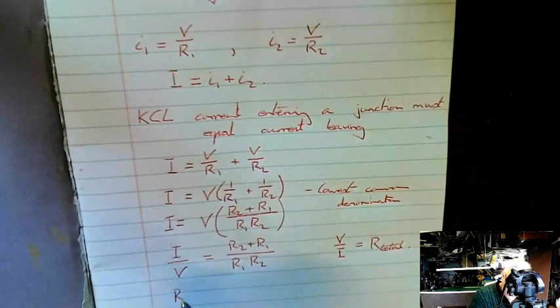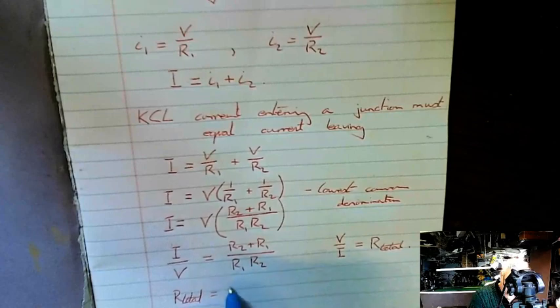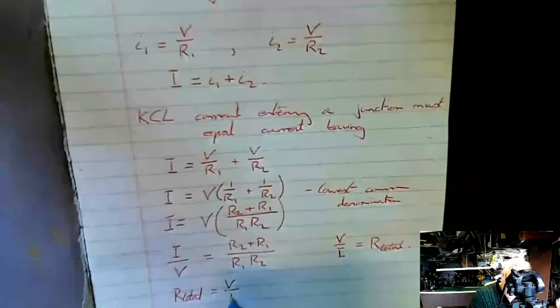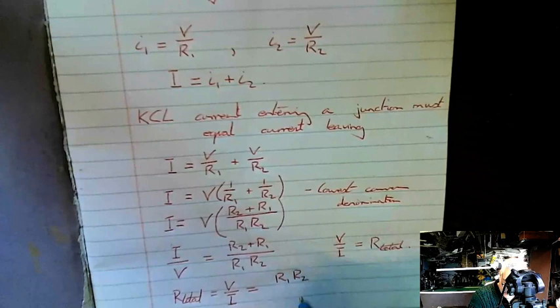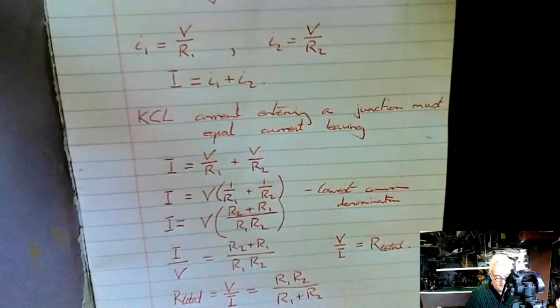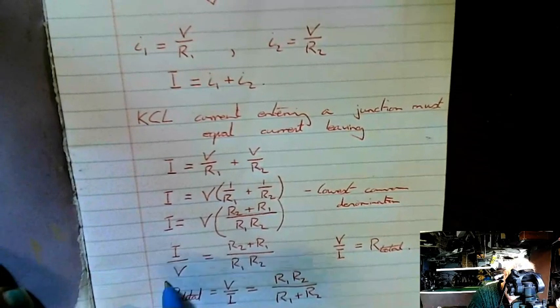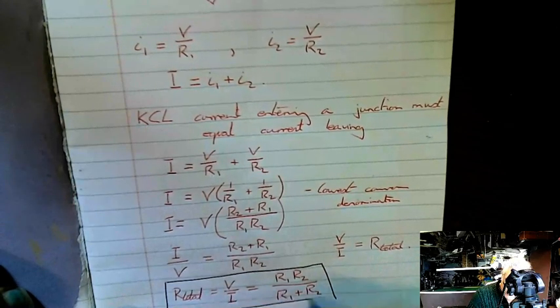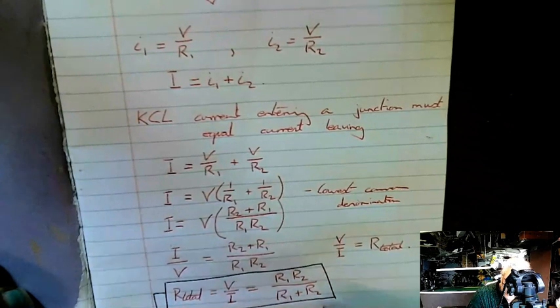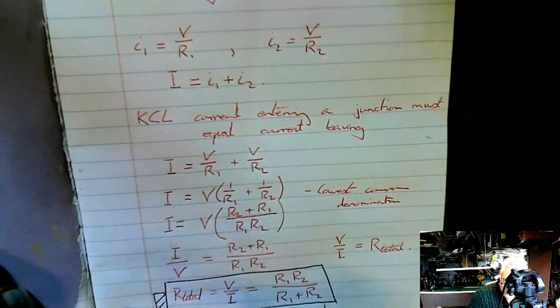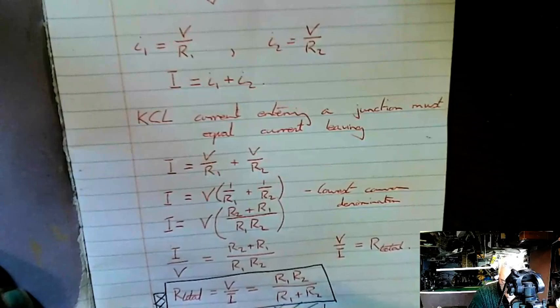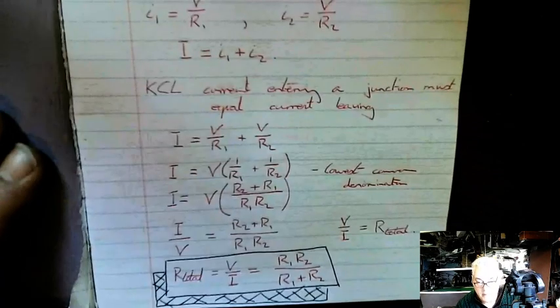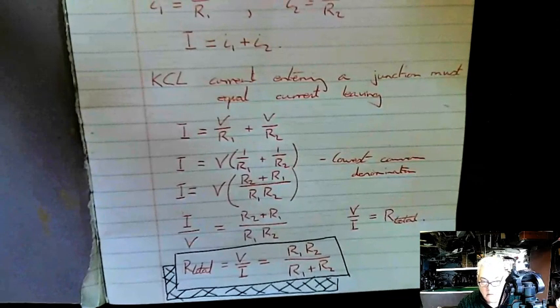So R total equals V upon I, which equals R1 R2 upon R1 plus R2. That's really neat for two resistors in parallel, and generally you only usually have two resistors in parallel, so that's a beautiful, beautiful formula which will give you the combined parallel resistance. Okay, nice little demo there, just showing that what it shows in fairly elementary textbooks is perfectly correct. Okay.